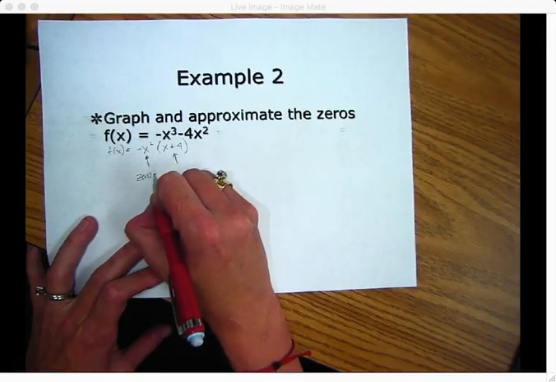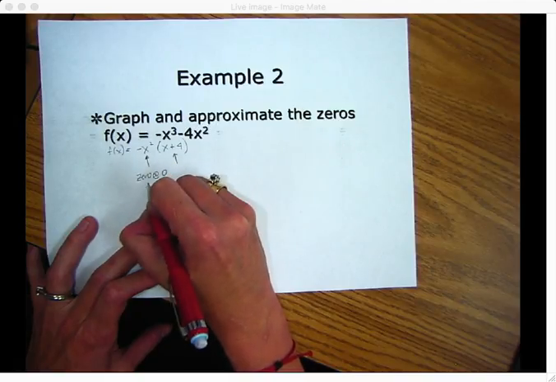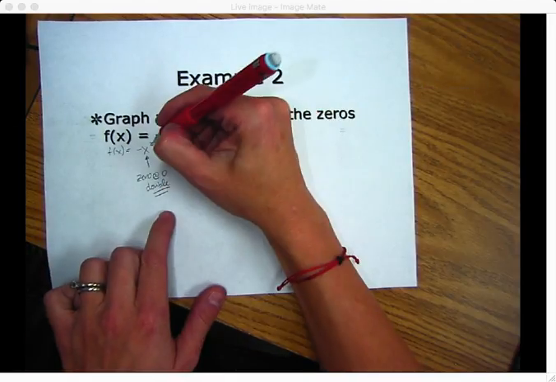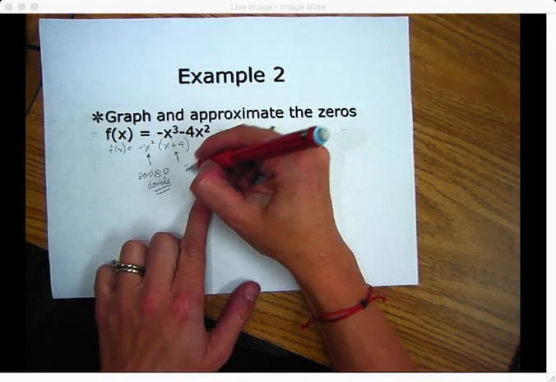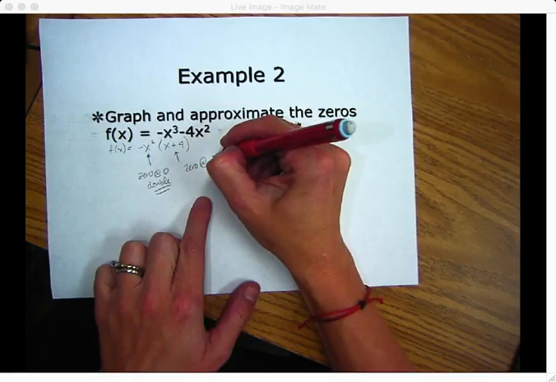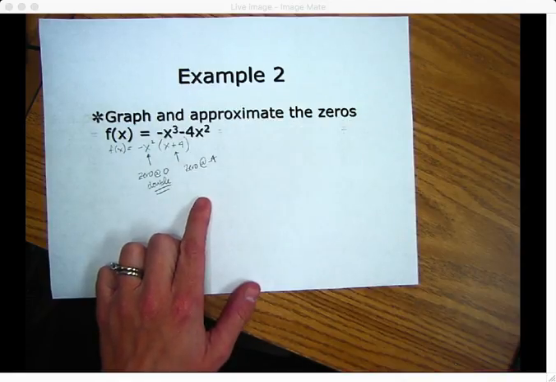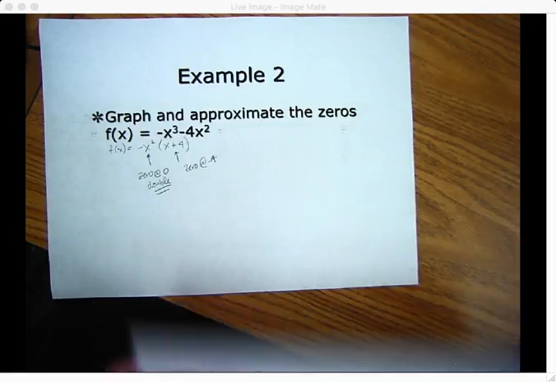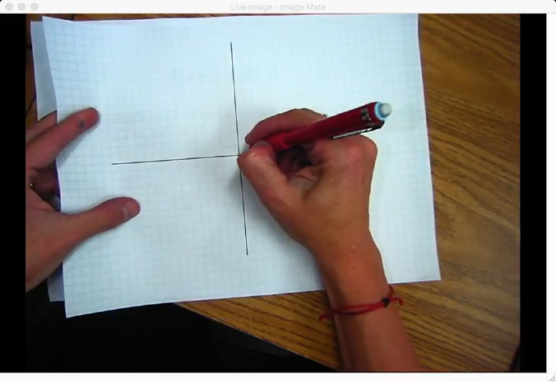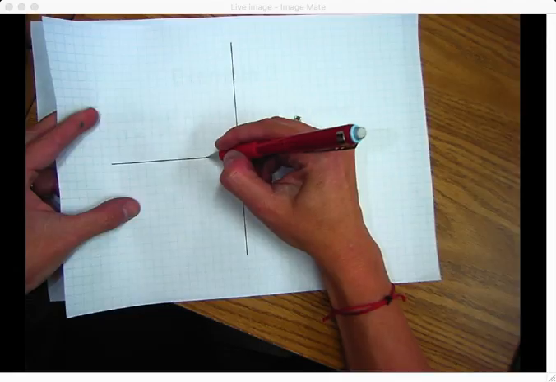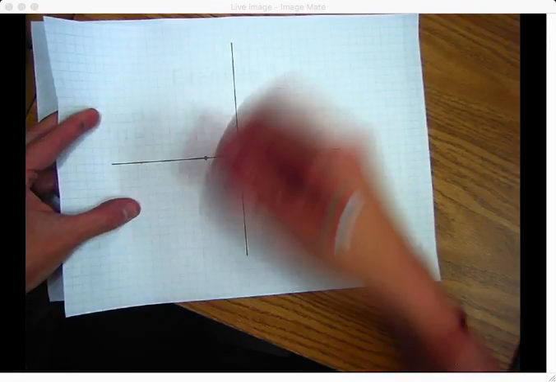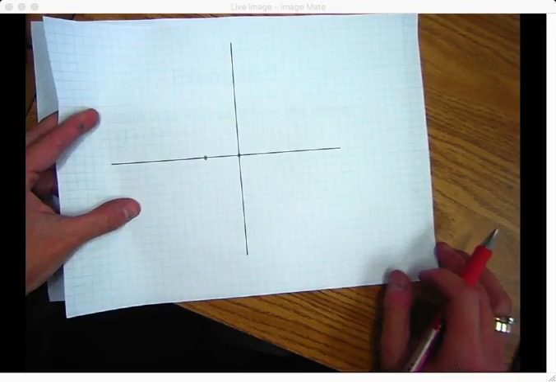I have a 0 at 0. In fact, this is considered to be a double root because of the square. And then I also have a 0 at -4. Right, so if I'm looking at the graph, because I'm going to have to graph this, I can put those in right now. Here's 1 at 0, and here's 1 at 1, 2, 3, -4. But that doesn't tell me anything else about this graph. I need some other ordered pairs.